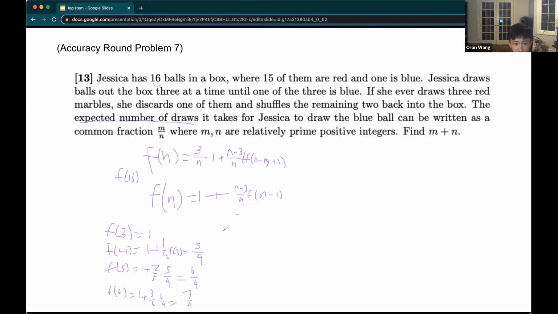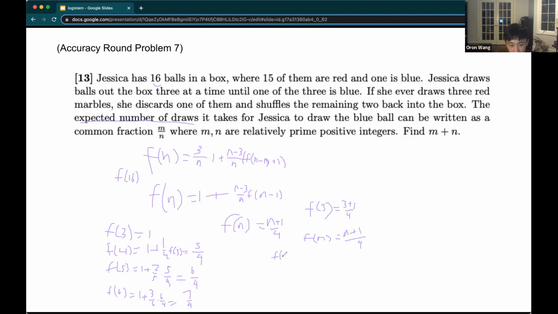It seems that f of n is just n plus 1 over 4. And we can actually show this by induction. So we obviously see that for f of 3, this is true. This is the base case. F of 3 is equal to 3 plus 1 over 4. And now suppose it works for some f of n. This equals n plus 1 over 4.